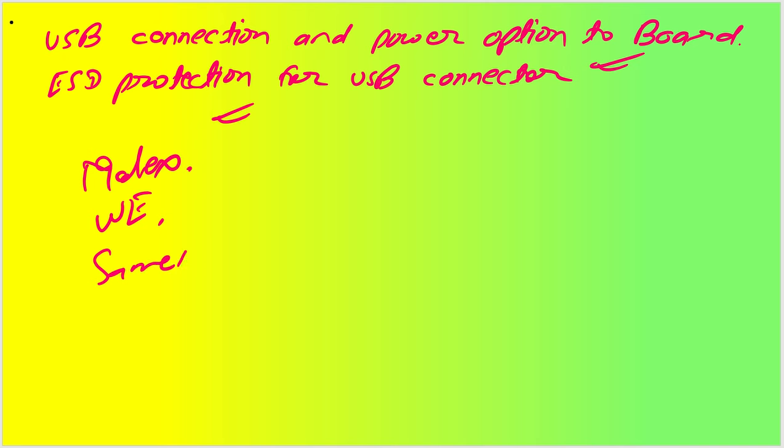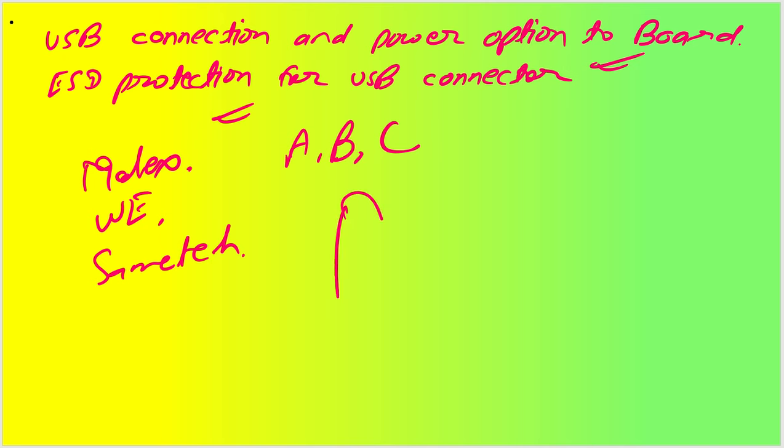coming back to the USB connection or power supply options to the board, and USB protection for that. So let us say you can go ahead with Molex, or maybe Wurth Electronics, or maybe Samtec. There are various manufacturers producing very high-end, very good capability USB connectors, which can be USB A type, B type, or C type, or micro B type, or mini B type, any type. There are various types of USB connections available.